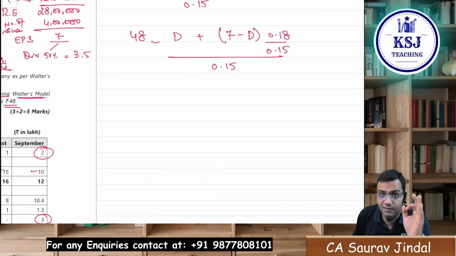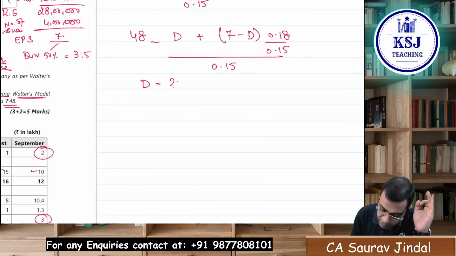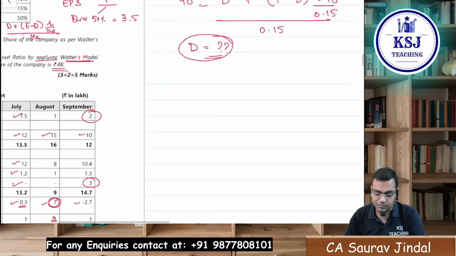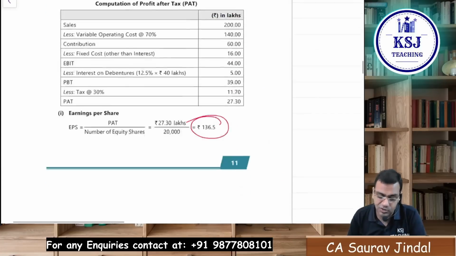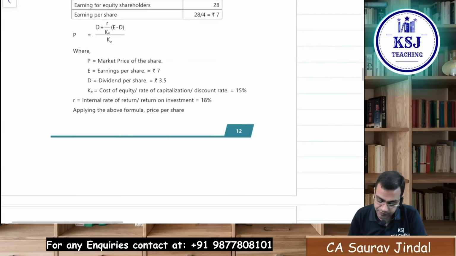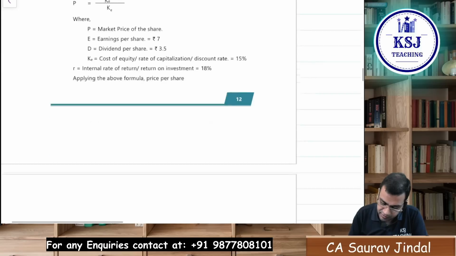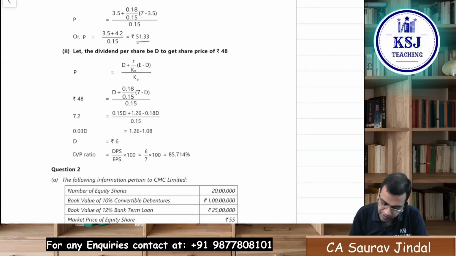Now please be very careful with one thing here, that once you calculate the value of D, do not end the answer here. They are asking for the dividend payout ratio. You have to calculate dividend divided by EPS, the payout ratio in percentage. You have to calculate, sir. Right? So C part we have done. Here we get the same thing, 51.33.